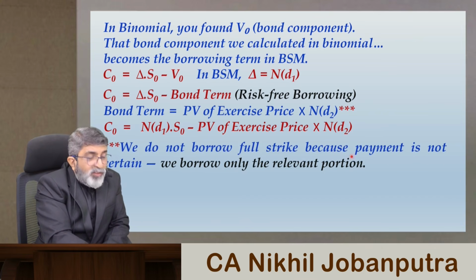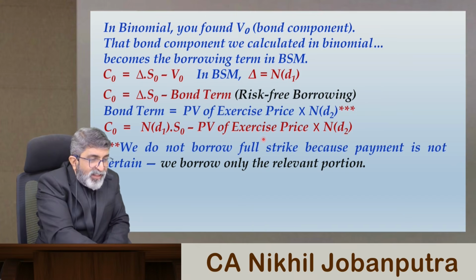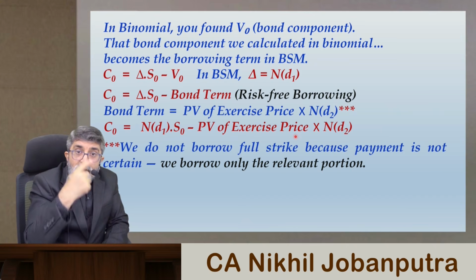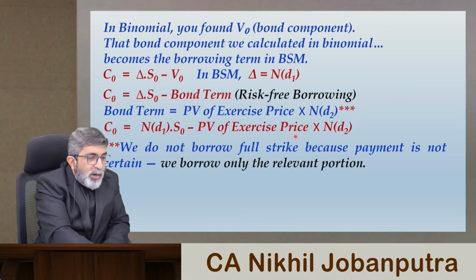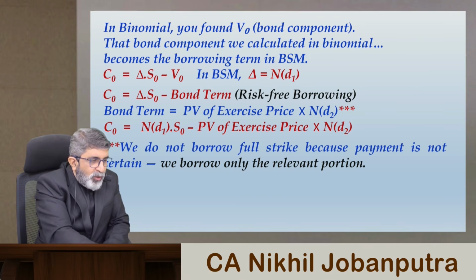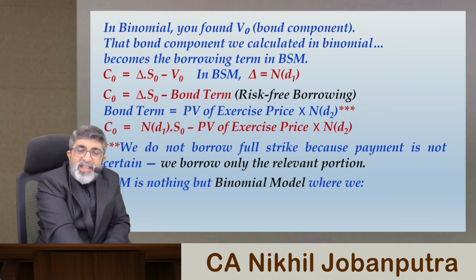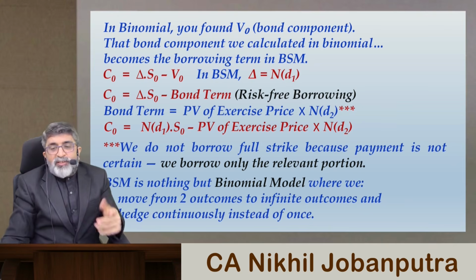We do not borrow the full strike price. The present value of the exercise price is something you could have borrowed, but you will borrow not the whole amount, only the proportion required. That proportion is N of d2. We do not borrow the full strike price because payment is not certain. We borrow only the relevant portion. BSM is nothing but the binomial model where we move from two outcomes to infinite outcomes and hedge continuously instead of once.